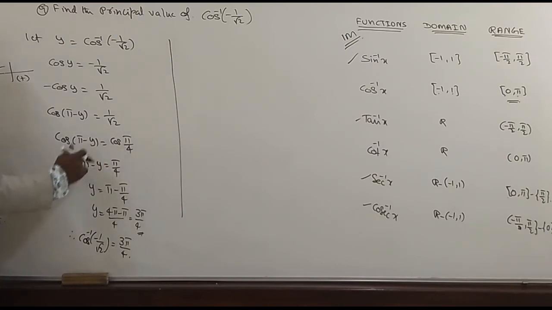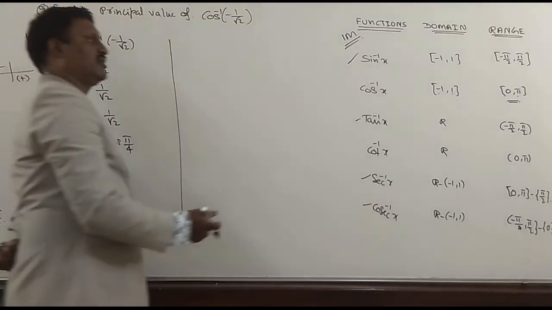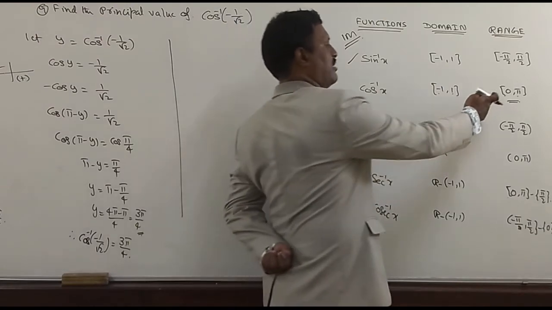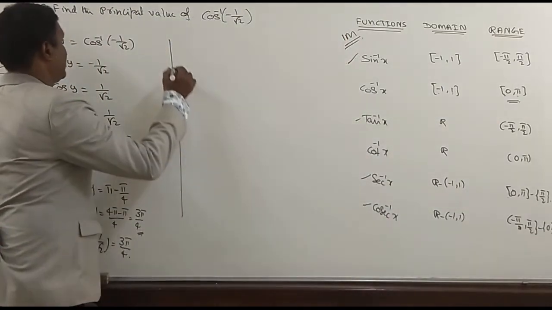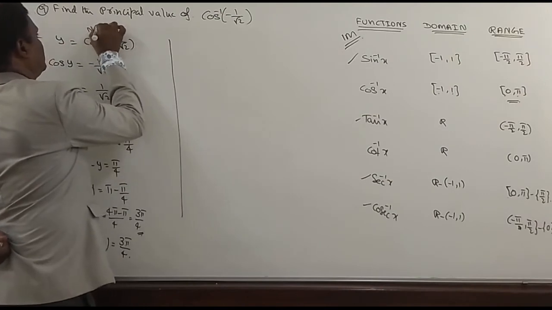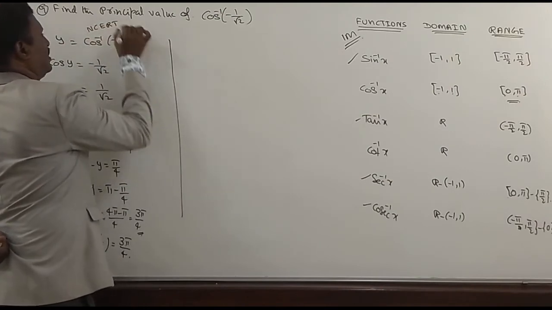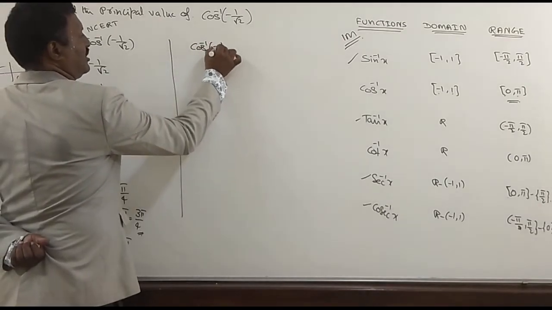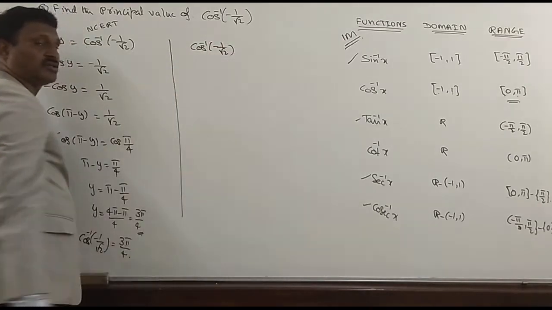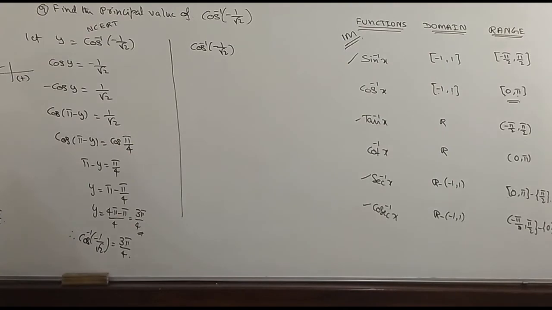Now pi by 4 take down left hand side, minus y take down the right hand side, you will get like that. y is equal to 3 pi by 4 you can write. If you find 45 into 3, 135 degree, 135 you will get in between 0 comma pi. So that it is correct answer. You can take. Now another method. This is from NCERT. Another method. Now cos inverse minus 1 by root 2. Cos inverse minus 1 divided by root 2.